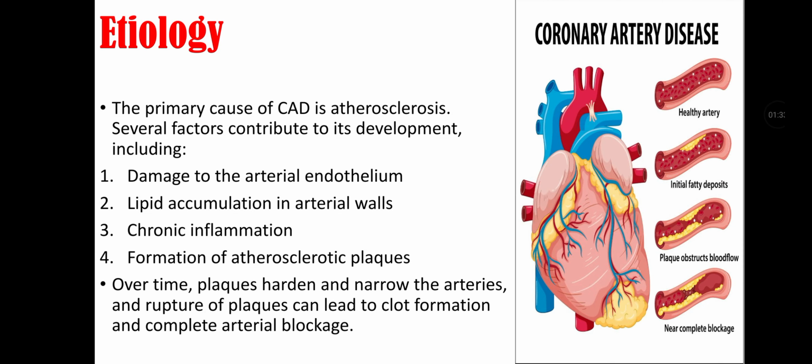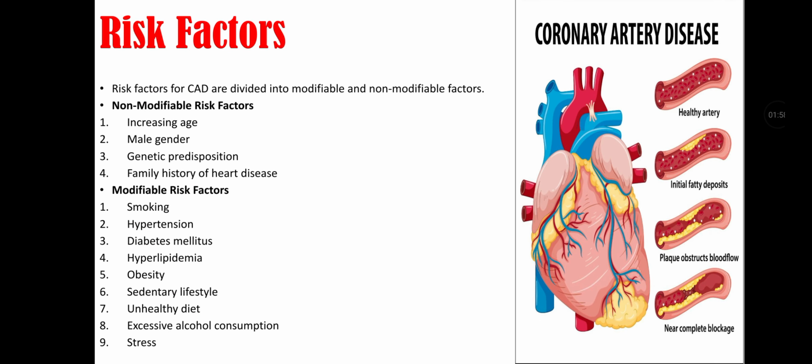Etiology of coronary artery disease. The primary cause of coronary artery disease is atherosclerosis. Several factors contribute to its development, including damage to the arterial endothelium, lipid accumulation in the arterial wall, chronic inflammation, and formation of atherosclerotic plaque. Over time, plaque hardens and narrows the artery, and rupture of plaque can lead to clot formation and complete arterial blockage.